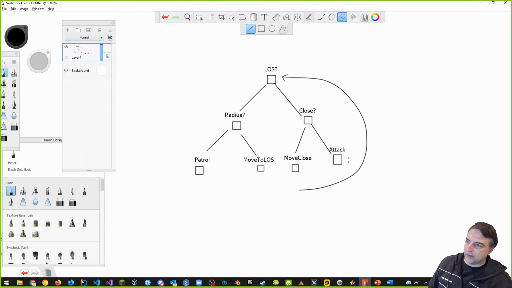Now, again, this would promote a different set of behaviors in many ways. Even though the actions are the same, the way it would perform these actions are different. And really, I'm only asking 3 different questions. Do I have line of sight? Do I have radius? Or am I close?